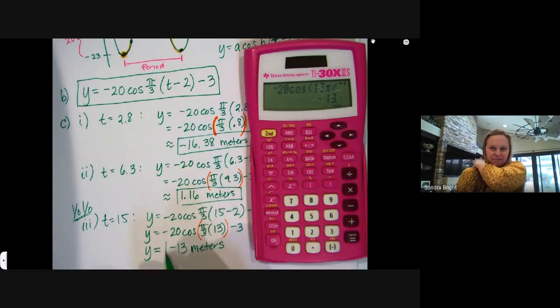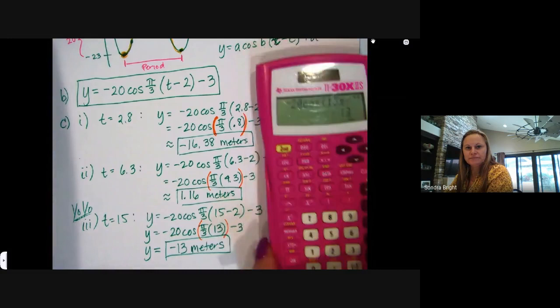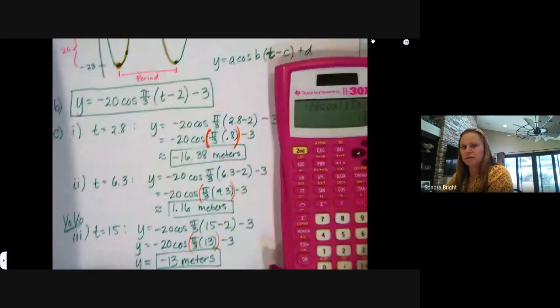If not, what did you do wrong? Try doing it again, yeah? Okay, so let's look at it compared to our graph. Oh, well, I'm not even on the graph, right?